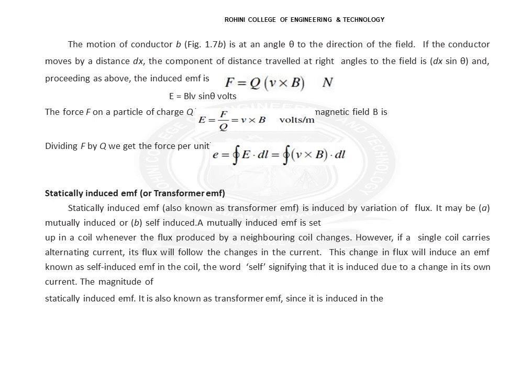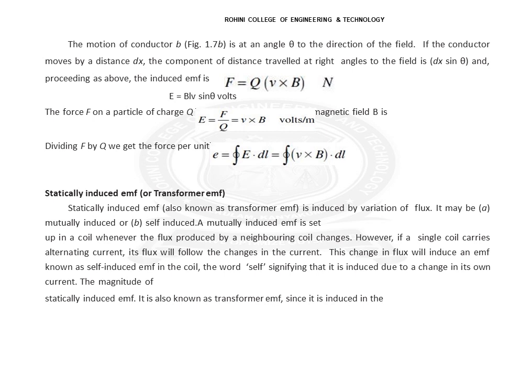Consider the motion of conductor B, which is at an angle of theta to the direction of the field. If the conductor moves by a distance dx, the component of distance travelled at right angle to the field is dx sin theta. Proceeding as above, the induced EMF is E equal to BLv sin theta.